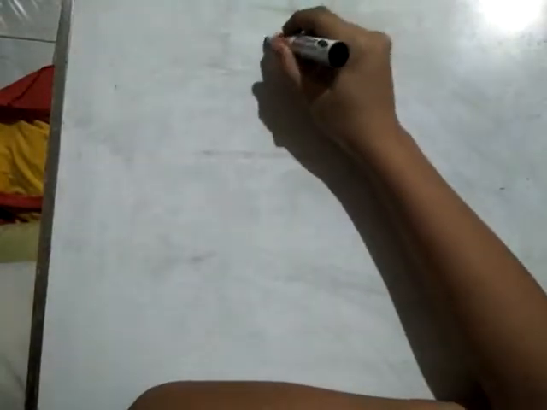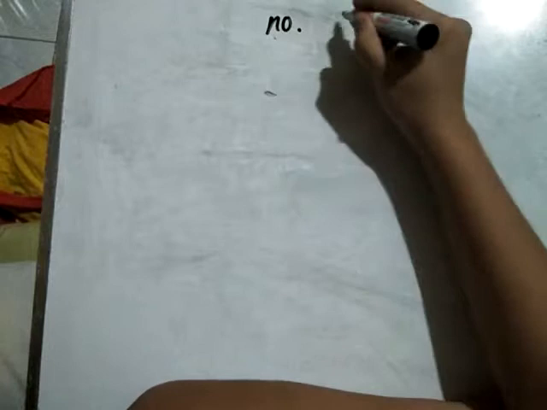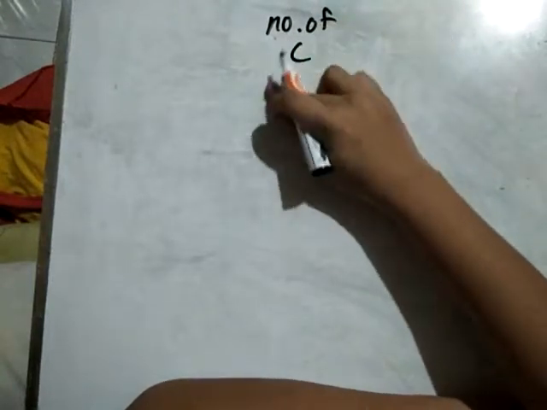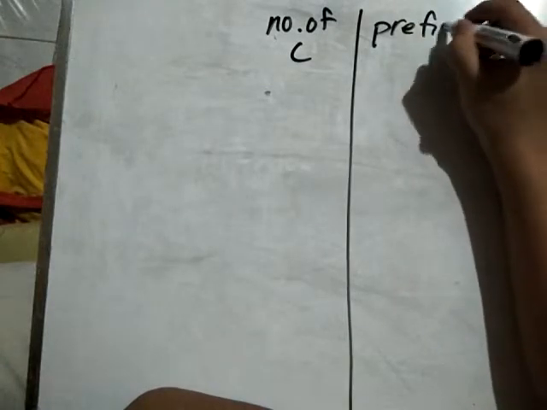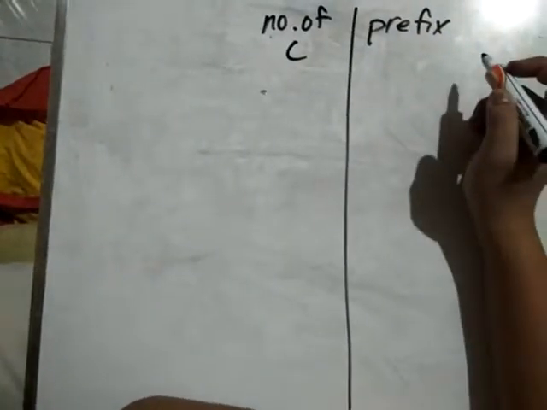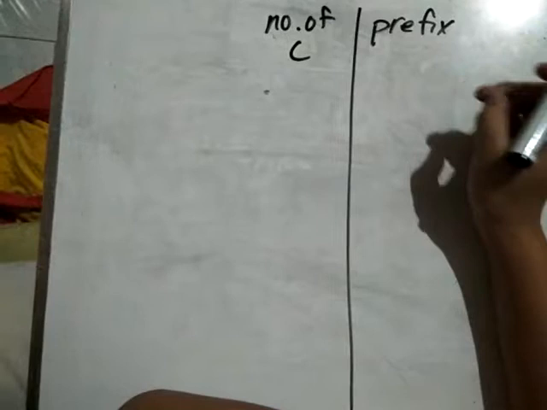So, let me just erase this. By now, you know it's an alkane. Now, we need to first know prefixes. When you're pertaining to the number of carbons, the prefix you're going to use is this. Okay? Sorry, I'm just looking at how it goes here.